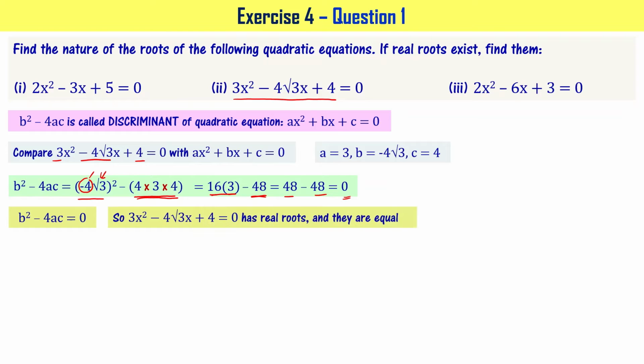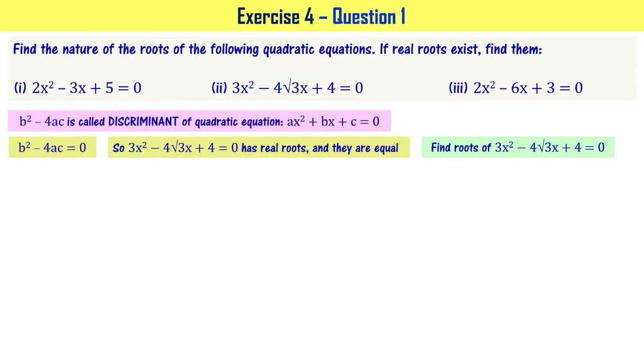We learned that the equation will have real roots, but they are equal, right? So we have to now solve this equation because there are real roots, though they are equal. Since the real roots are there, we want to solve this equation.